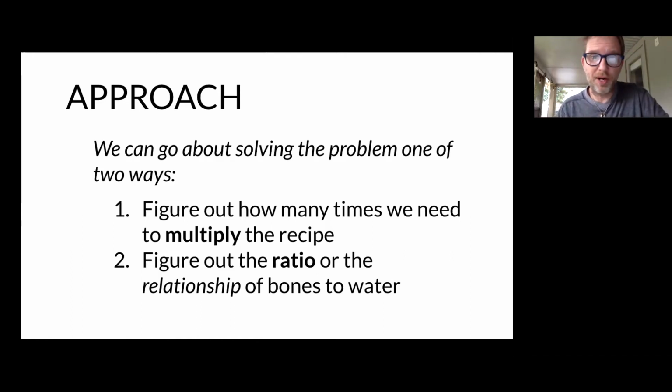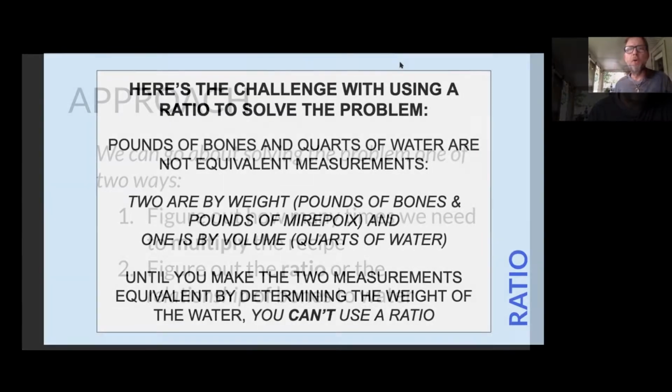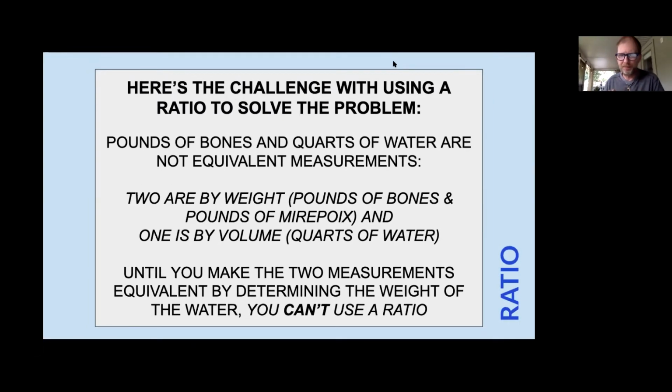The other way is to try to figure out the ratio of the bones to the water. And remember that a ratio is simply a relationship. So here are the 2 challenges. If you're going to use a ratio to solve this problem, you have to realize that pounds of bones and quarts of water aren't equivalent measurements. You can't just multiply the 2. You can't go, all right, I need 800 gallons, so I'm going to multiply all the numbers by 800. Some of you did that, I know, because you were asking for an astronomical amount of bones.